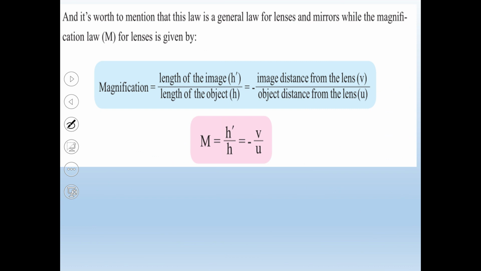It's worth mentioning that this is the general law for both lens and mirror. For magnification, we show capital M for a lens, given by magnification equals length of the image over length of the object, equals negative image distance V over object distance U. Be careful, it is negative when we use distance.